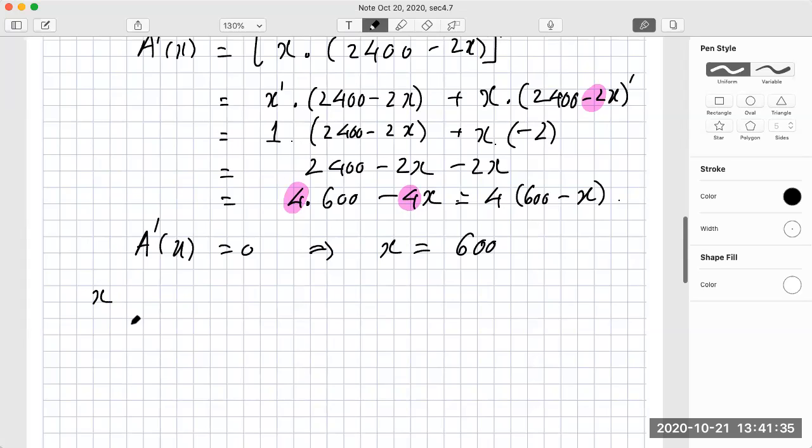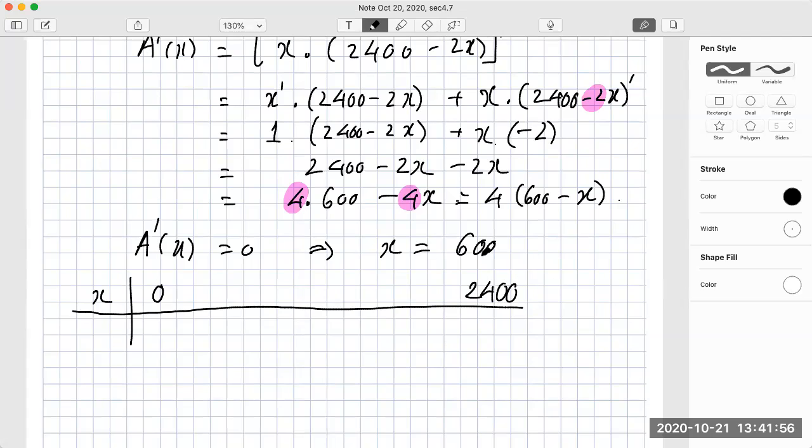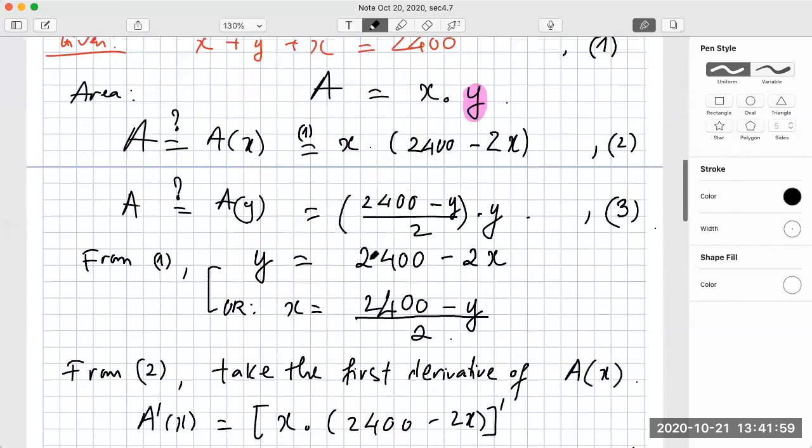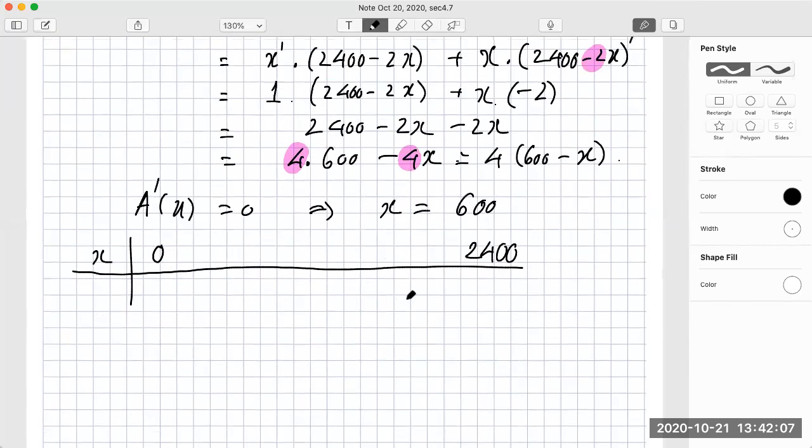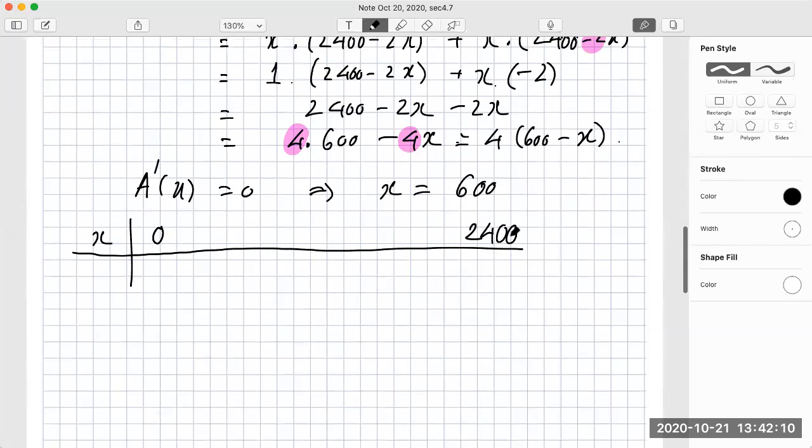Then we can make a table of this. The variable x here is a length. Therefore, it is always larger or equal to 0. And we don't know how much it would be, but it cannot exceed 2400, right? The maximum of this length is 2400. So do you see it? Or you don't have to care about this, or let us just leave it this way, okay? Then the 600 will be at the middle.